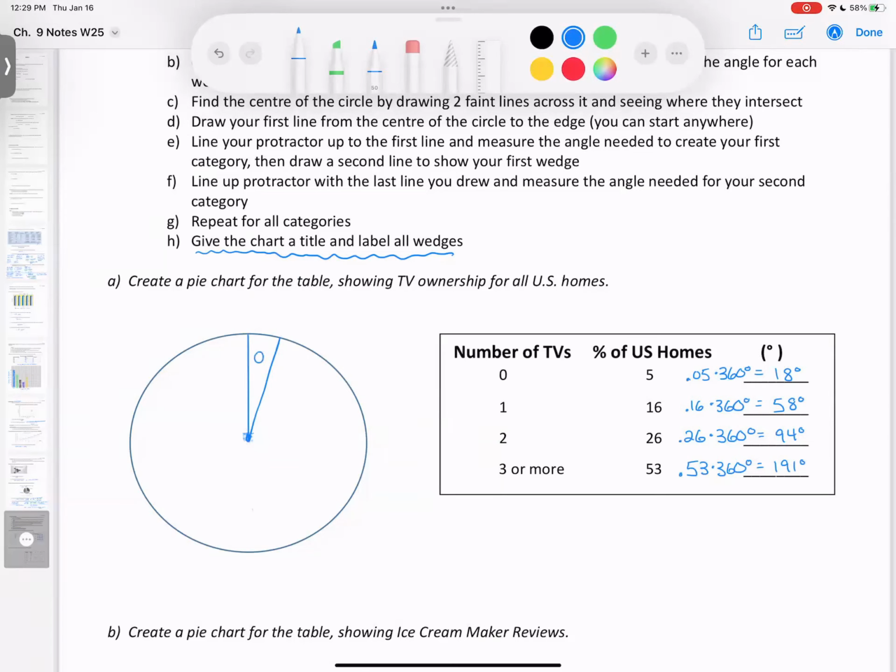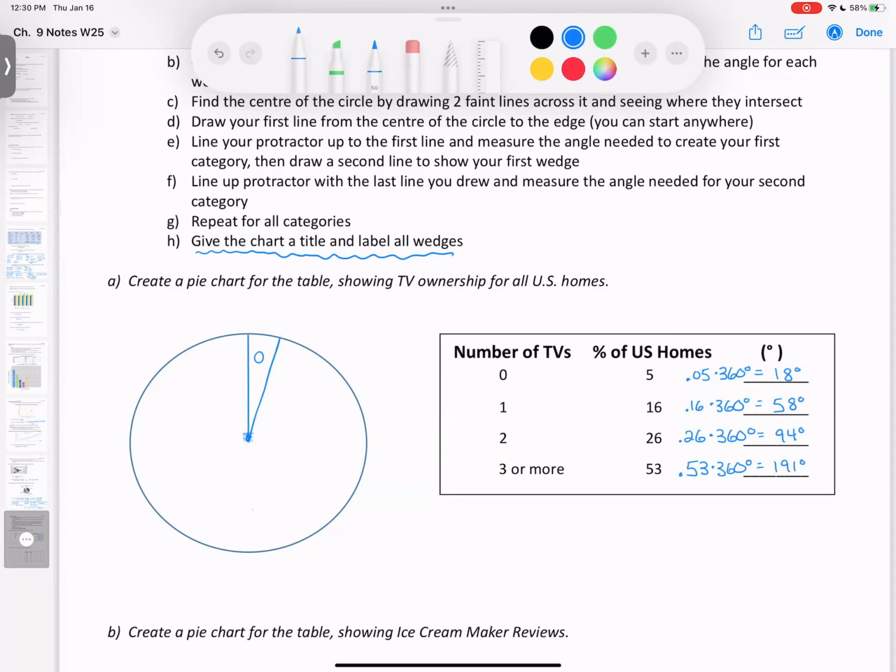people who have 0 TVs in their home. Okay, from there, we can move forward. So now where I draw this arrow, this line right here, that's going to become our new 0 degrees, because from that line, we want to measure an additional 58 degrees so that our second wedge is 58 degrees.